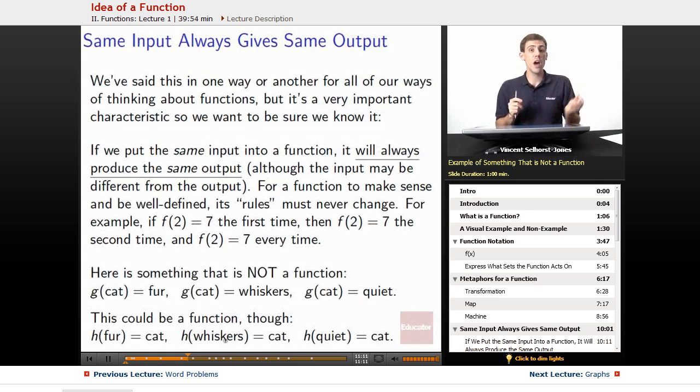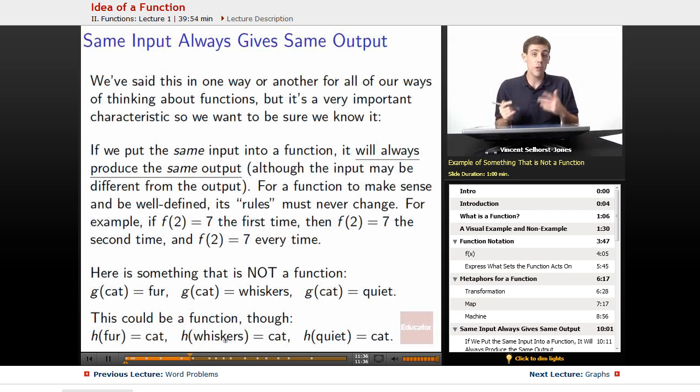Here is something that is not a function. G of cat equals fur. G of cat equals whiskers. G of cat equals quiet. This can't be a function because we've got three totally different destinations when we plug in cat. And what determines whether we go to fur, whiskers, or quiet? There's no reason why we should use one set of rules or another set of rules, so it's not a function. There's no reliability here. We don't know when we plug in cat if we're going to go to fur, whiskers, or quiet.